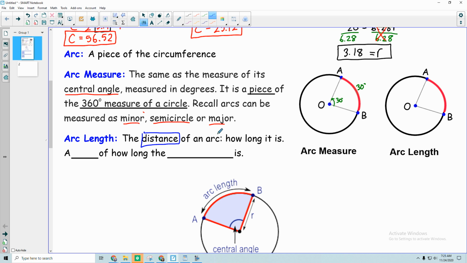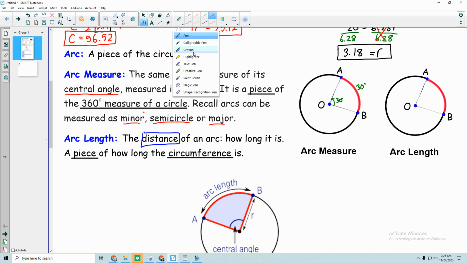The distance of the arc. How long is the arc? Actually, so it's a piece of how long the circumference is. So I actually want to know if I was walking from point A to point B, how far was that? What was the distance of that? How long is this length there? So maybe I say that this is 20 inches or something like that. It's a length, whereas this is measured in degrees. Okay, so that's the difference between the two.